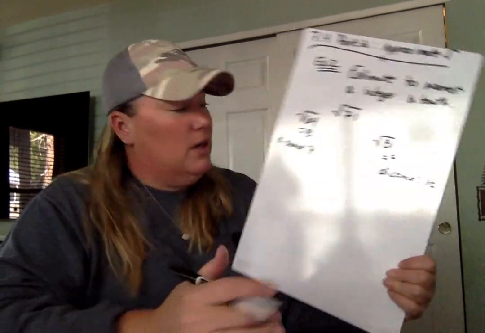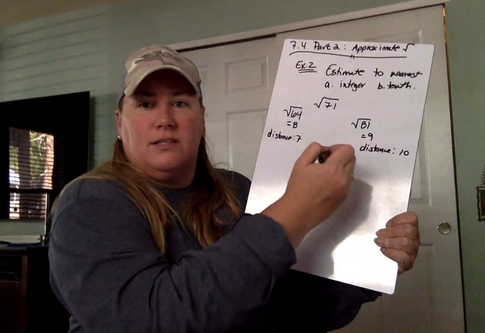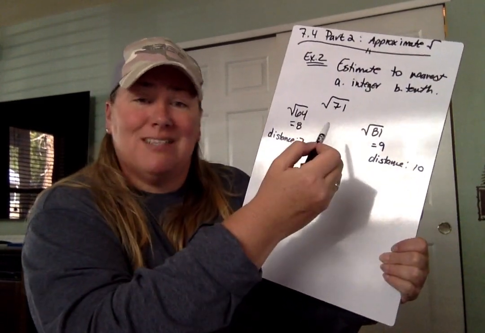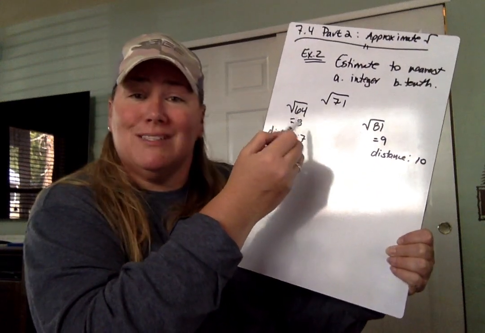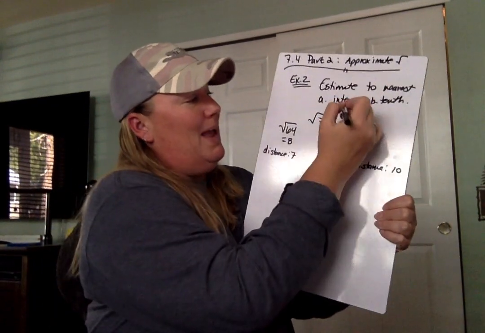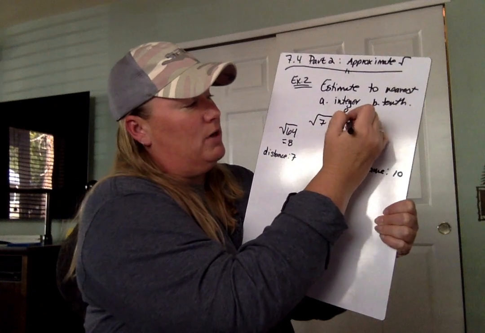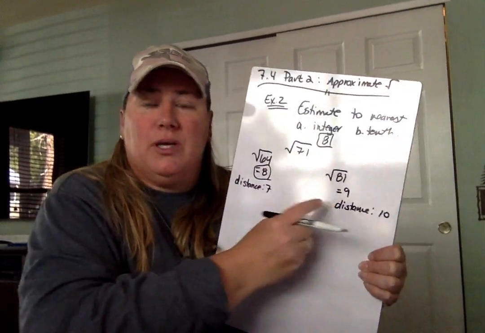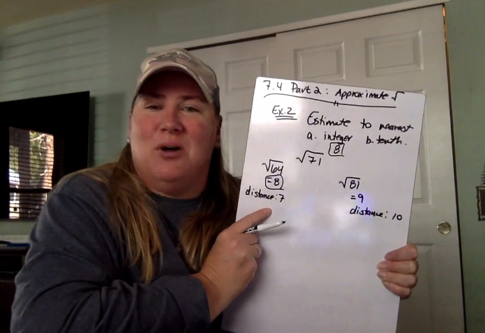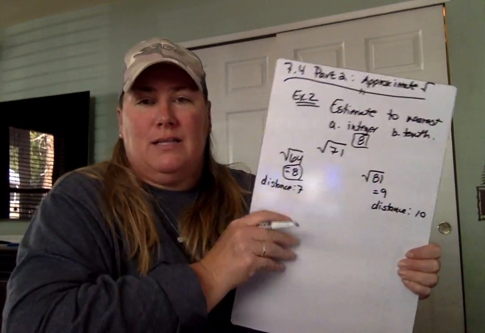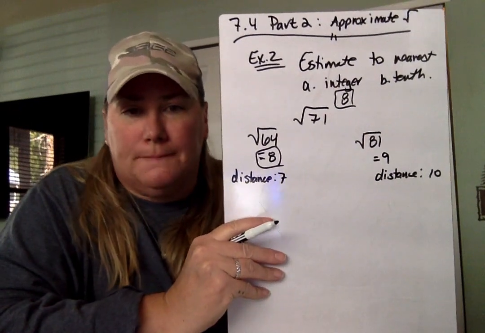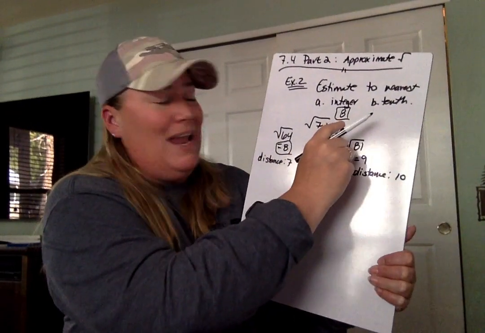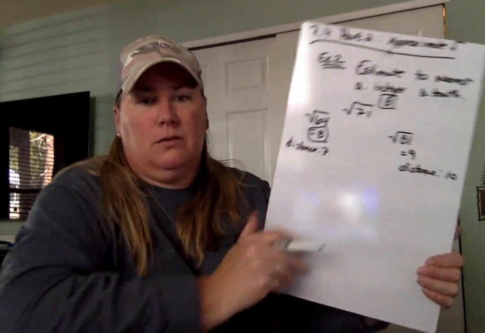Because if I put these on a number line, you'd go 64, 65, 66, 67, 68, 69, on and on. And you could tell just by looking at the number line that 71 is actually closer to 8. So for A, estimate to the nearest integer, it's going to be 8. Why? Because it has the smallest distance to the square root of 64, which is 8. So the square root of 71 is going to be 8 point something.